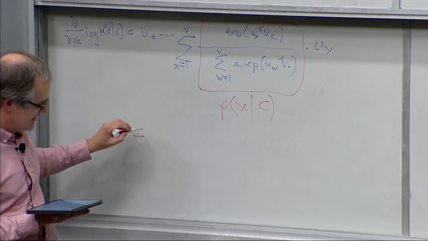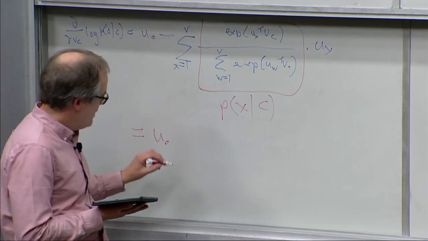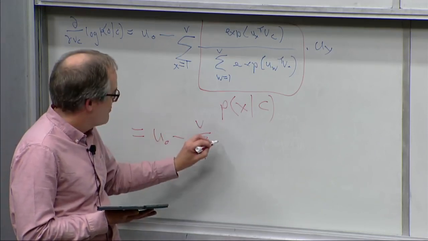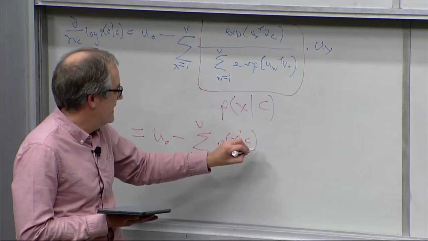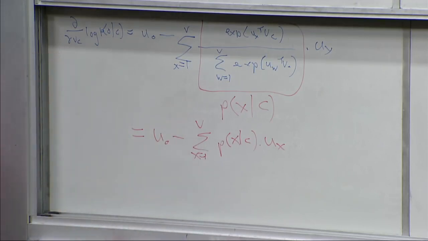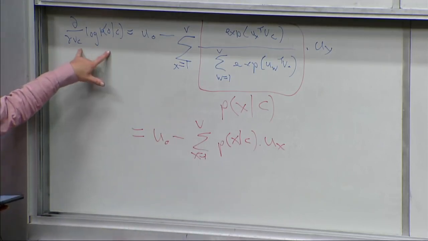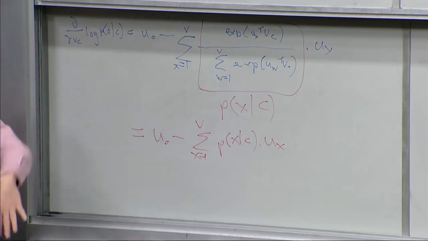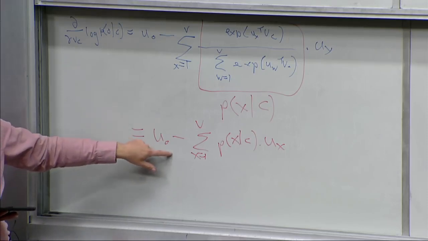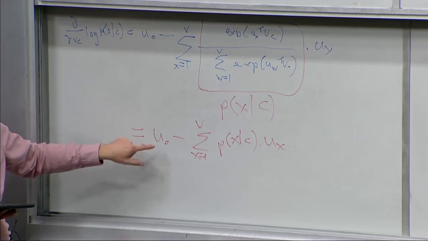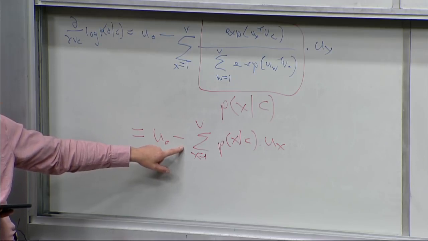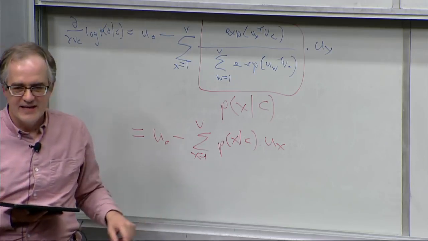So we can rewrite this and say that what we're getting is u_o minus the sum of x equals 1 to V of the probability of x given c times u_x. And this has a kind of interesting meaning if you think about it. So this is actually giving us our slope in this multidimensional space. And how we're getting that slope is we're taking the observed representation of the context word, and we're subtracting from that what our model thinks the context should look like.